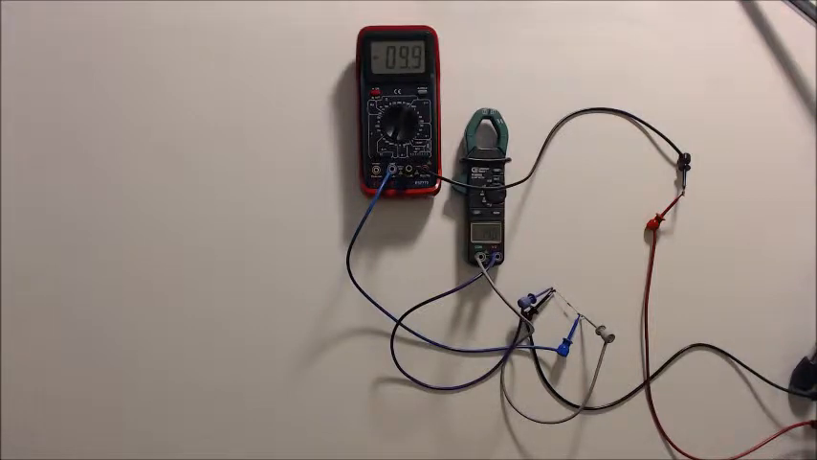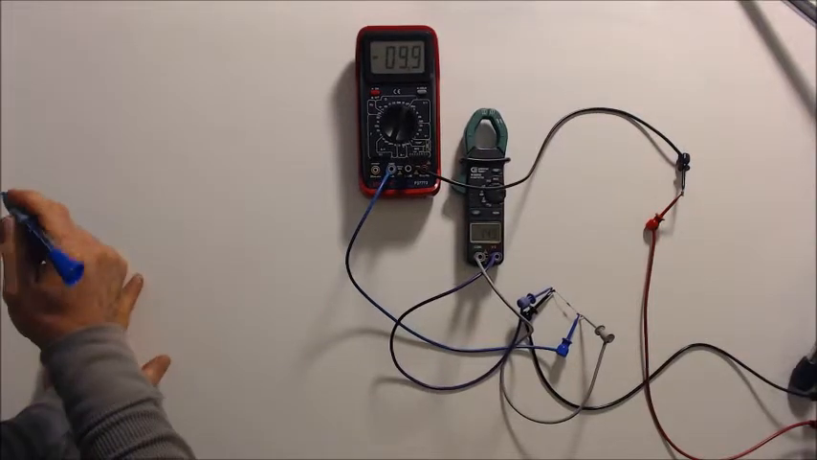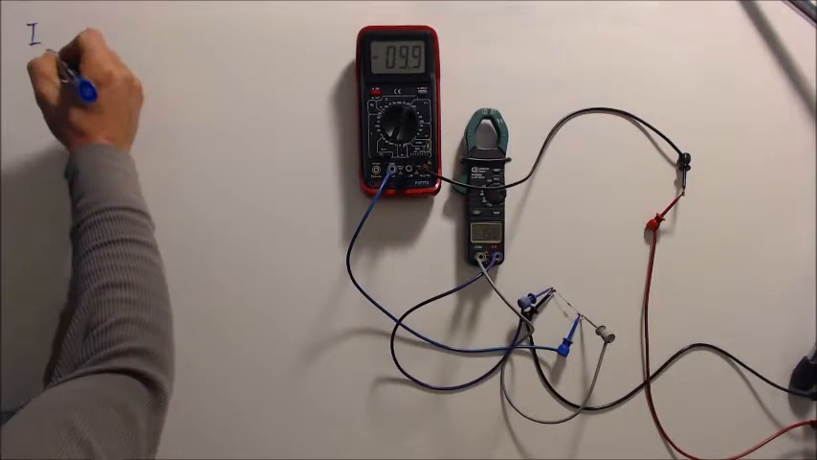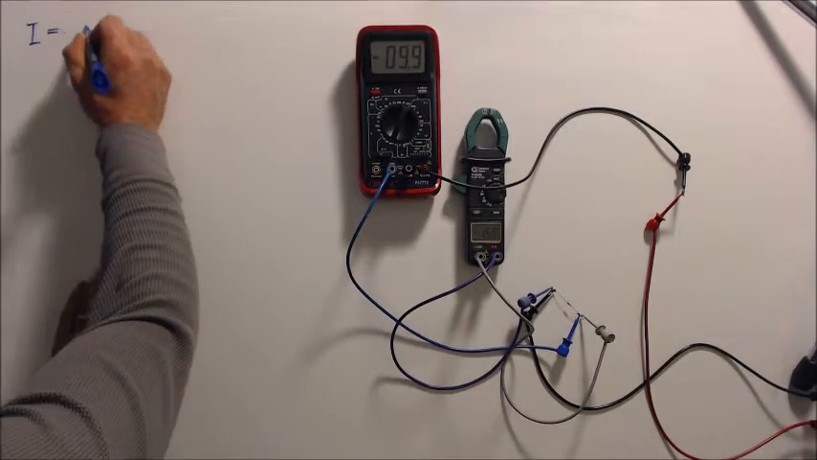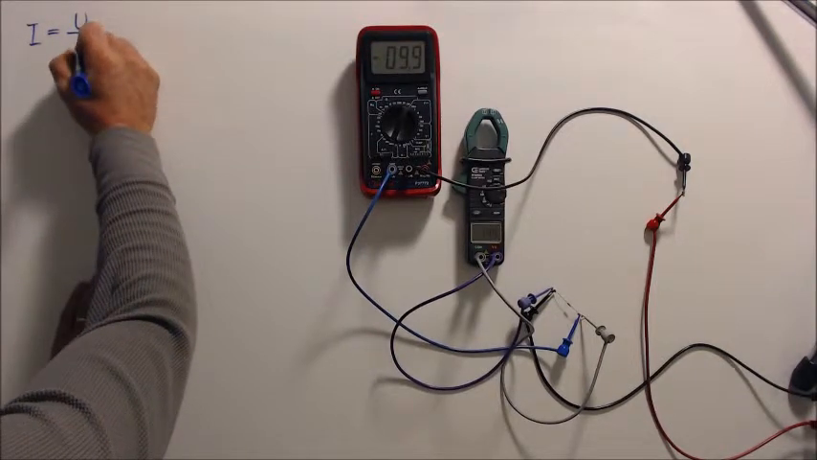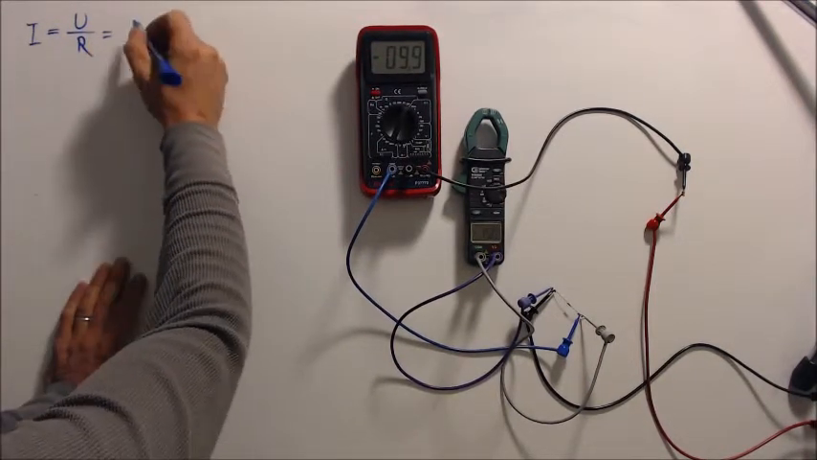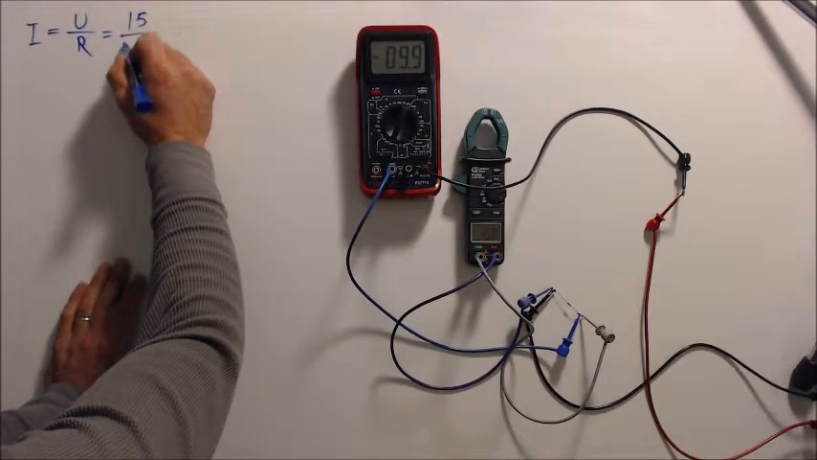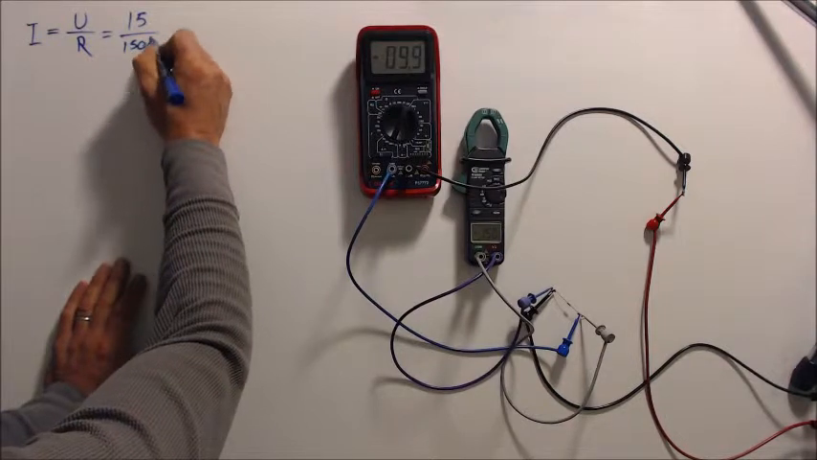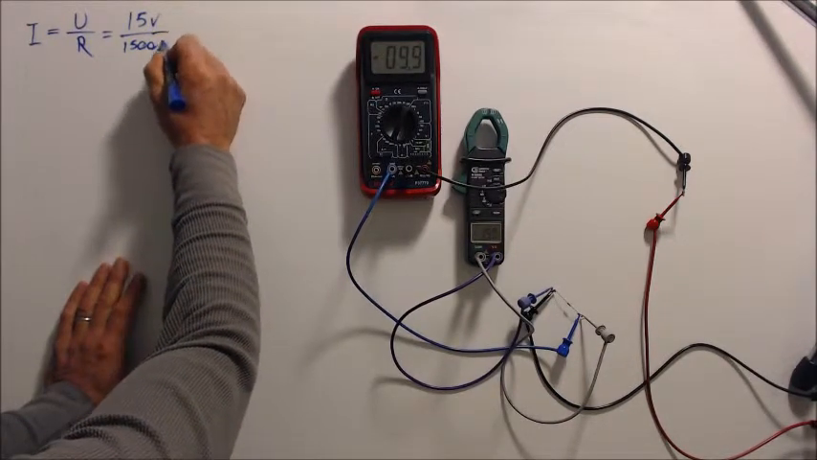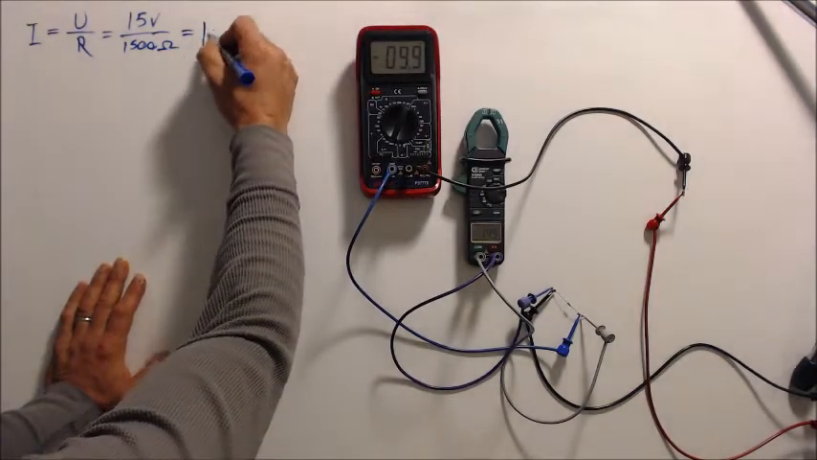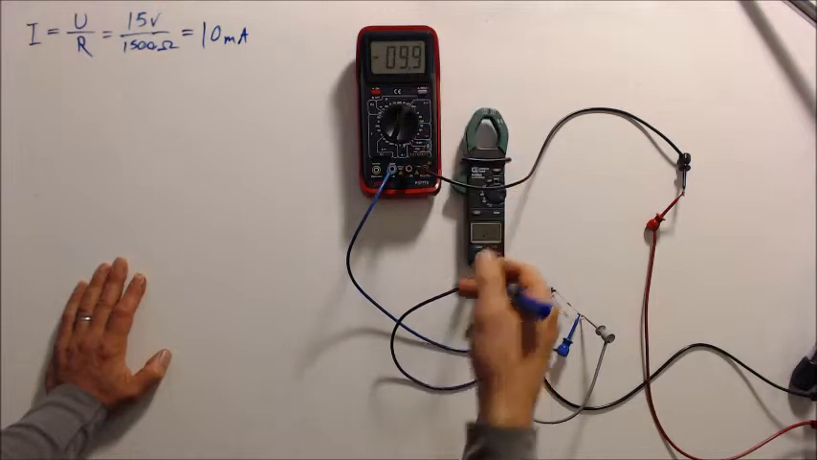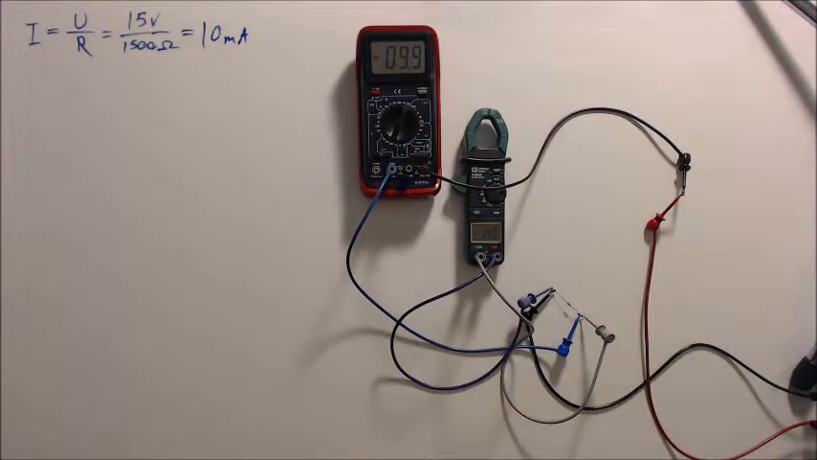So let's just put that up as the formula: I equals U divided by R. So we had 15 divided by 1500 ohms, equaling about 10 milliamps. So that's what you can see here from the gauges in our setup.